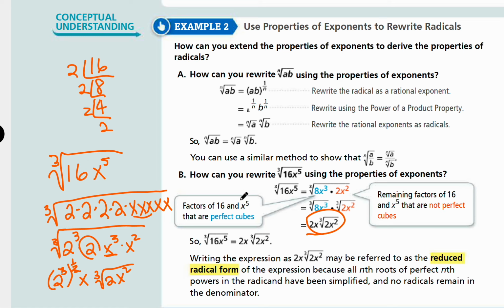So writing the expression, this may be referred to as a reduced radical form. You're simplifying it and reducing it as much as you can, but writing as a radical form as well. So all the rational powers, if you have any, you're going to reduce it and make it into a radical form.